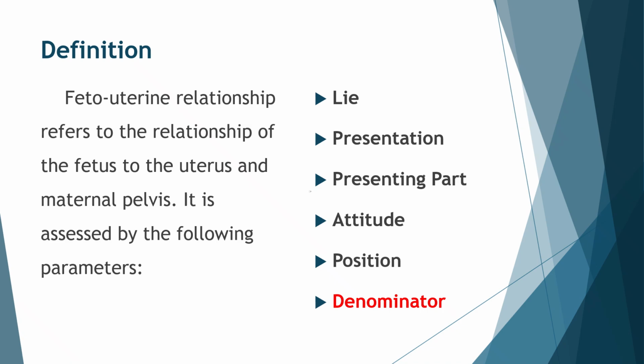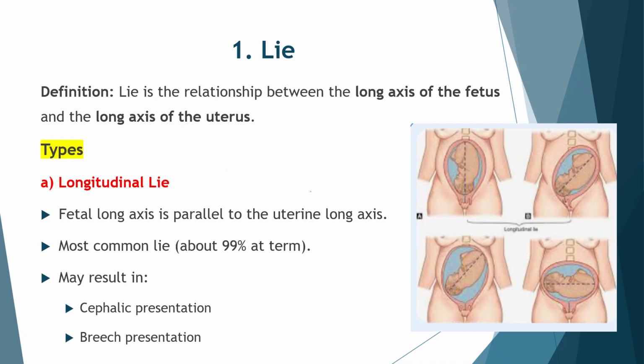So, dear students, whenever you hear the term feto-uterine relationship, just remember that it is all about understanding how the baby is lying, presenting, and positioning itself inside the uterus. These 6 parameters help us get a complete picture of the baby's orientation and are very important for managing labor and delivery safely.